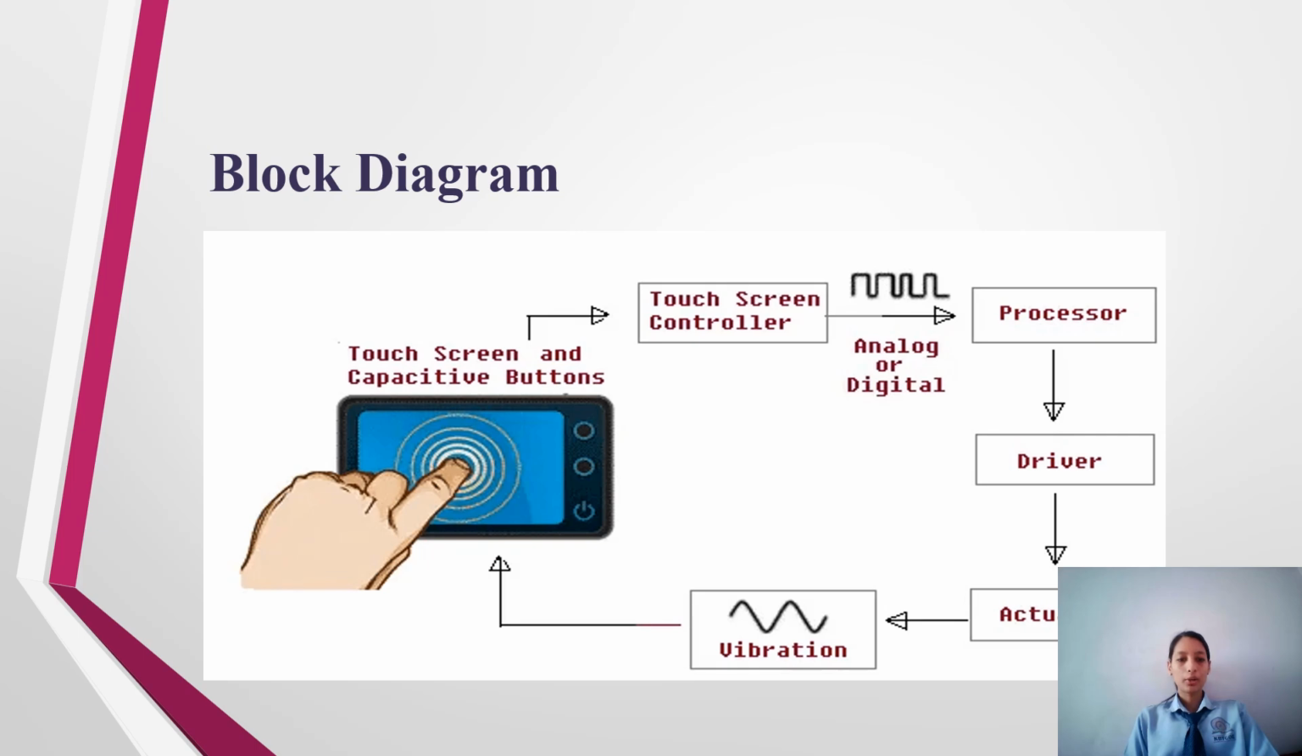Here is the block diagram. Touch the screen and capacitive buttons. Then it is sent to the controllers, and analog and digital signals are generated. It is sent to the processor, driver, and actuators, and then the vibrations are created and the user action is performed.